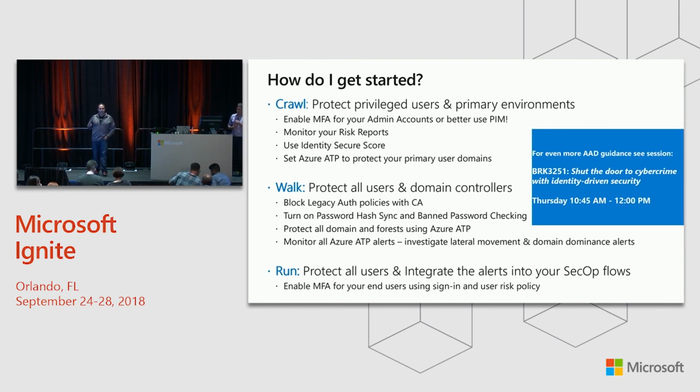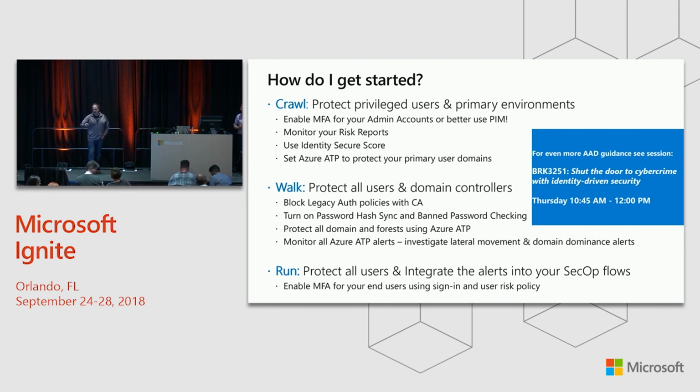Walk. Protect all your users and domain controllers. So after you protect the privileged users, go and protect all your users. Block legacy auth, right? We know a lot of badness happens on those protocols. Turn on password hash sync and ban passwords so you can make use of the leaked credential checking we said was based on third-party breach intelligence. Protect all your domains and forests using Azure ATP and monitor all your Azure ATP alerts. Investigate lateral movement and domain dominance alerts. Those alerts are important to look for in Azure ATP.